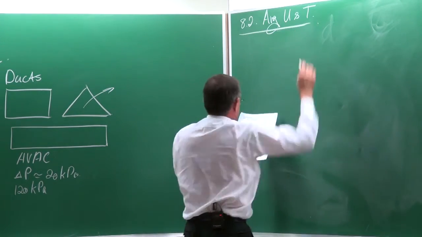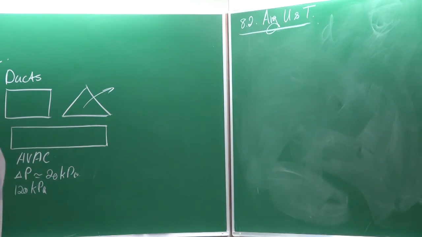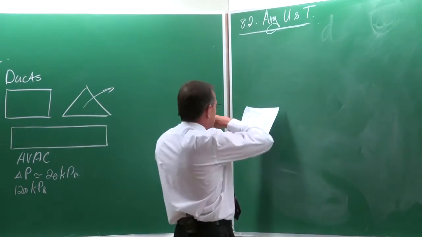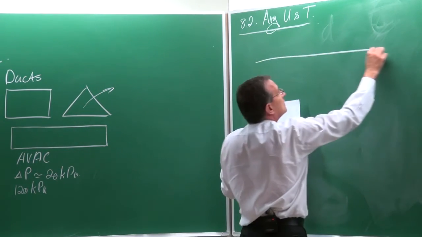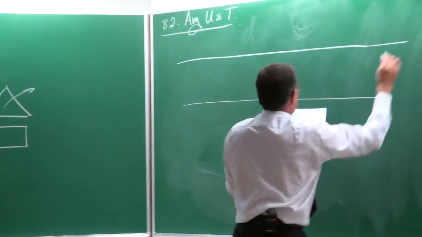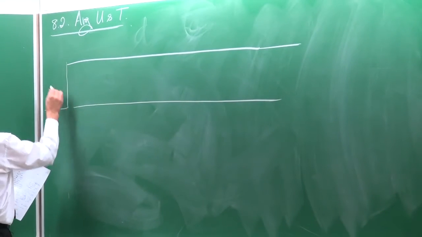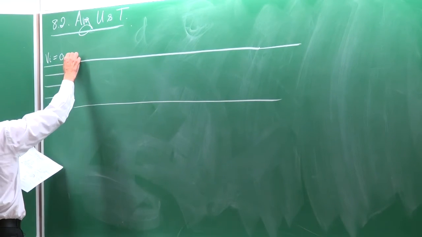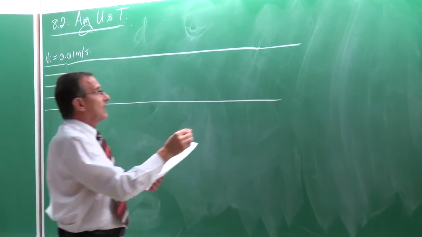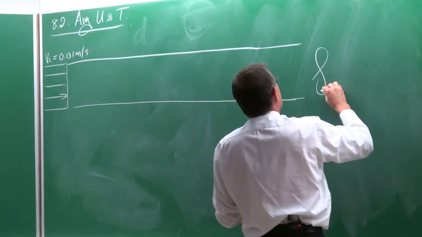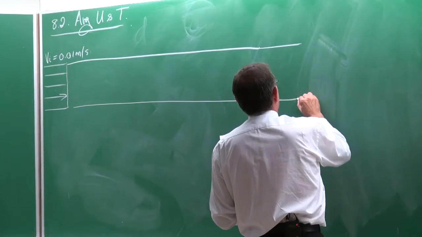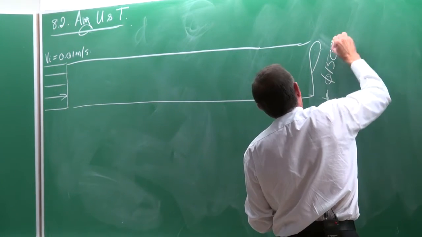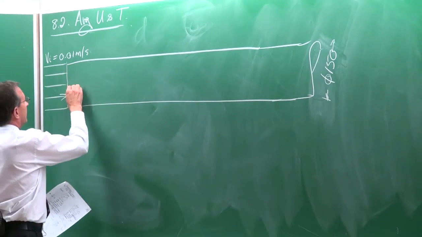Average velocities and temperatures. Now I'm going to go back to fluid mechanics, what you've done in fluid mechanics, because it is so similar to what happens in heat transfer. If we look at flow through a pipe or a tube, let's call it uniform flow, and let's make this velocity equal to 0.01 meters per second. Let's suppose this tube is 150 millimeters in diameter. And this is the x-axis.